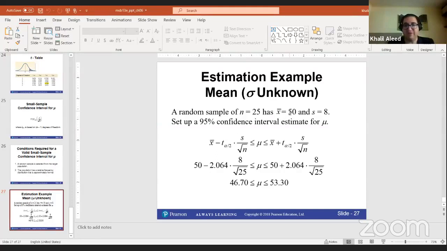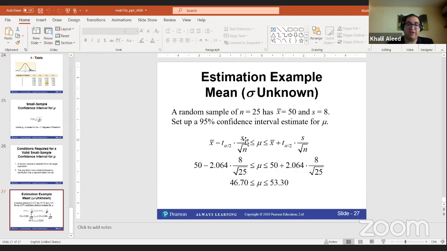X bar, I have it, 50. T, I can find by looking at the table of T. And to find it, I need a degree of freedom. So here I have n equal to 25. So what is my degree of freedom? It's n minus 1, so my degree of freedom is 24. Exactly. So now I will go to the table and look for the corresponding value for 24, and I will find it is equal to 2.064.